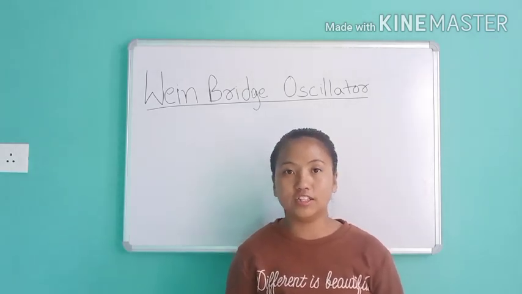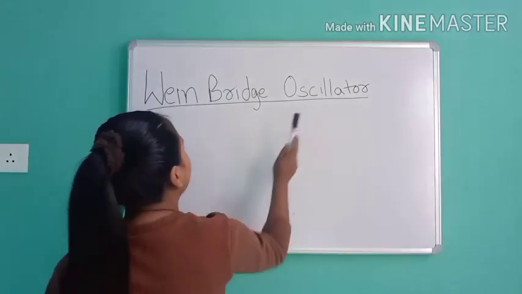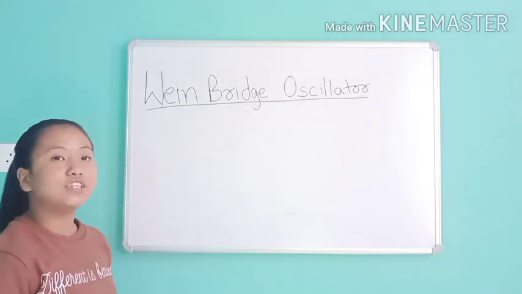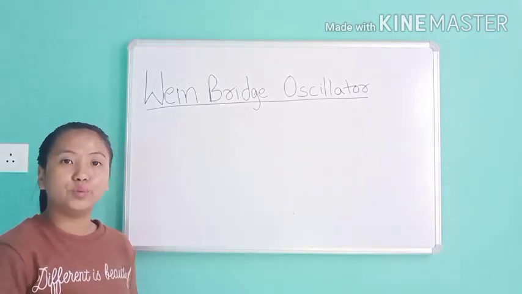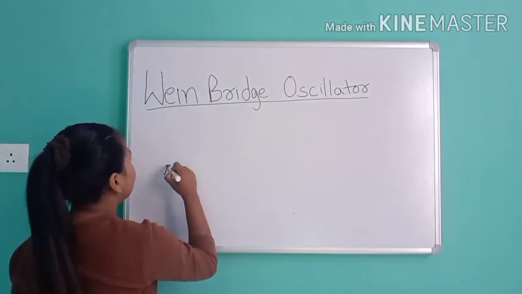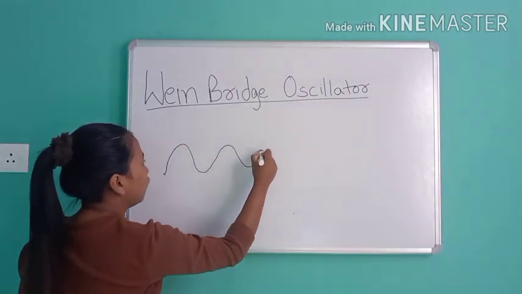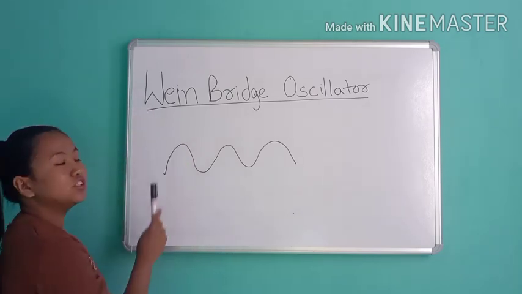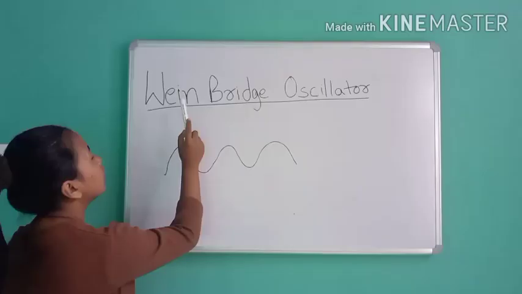So my topic is Wein bridge oscillator. Wein bridge oscillator is a type of oscillator that produces sine wave. Sine wave means this kind of wave. It produces a large range of frequencies.